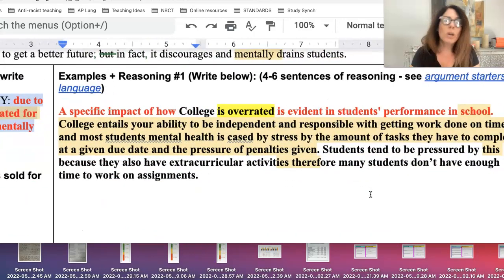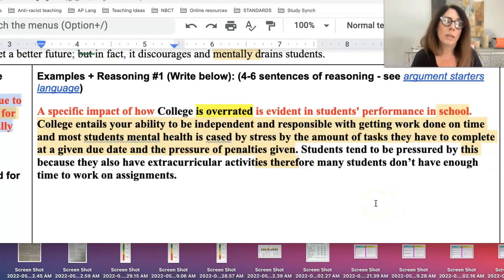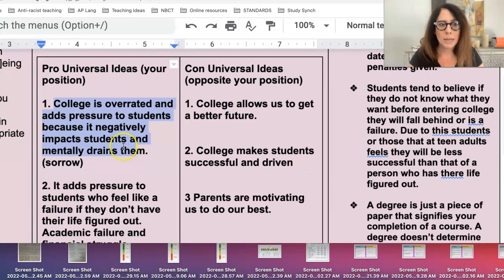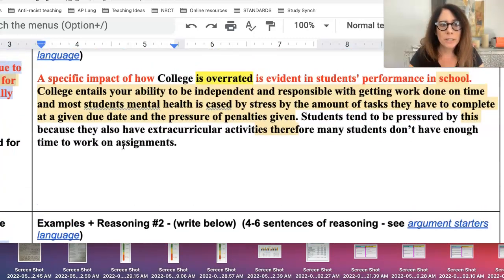Just because you know it proves it in your head is not enough. So you need to add in some explanation language to explain to your reader how you see what you wrote, how that proves your main claim for each paragraph, which would be up here. Okay, so when I'm going down to look at this, I read college entails your ability.